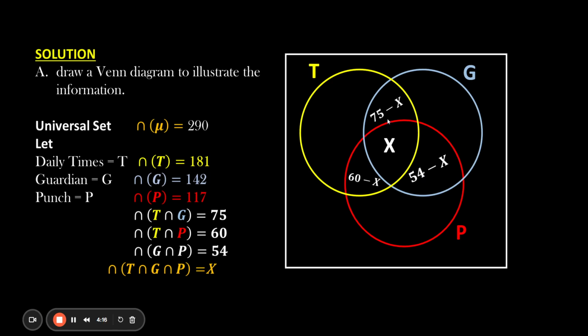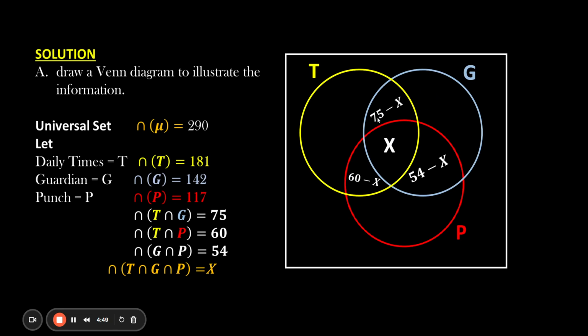Now, we have X here. You're seeing X, you're seeing 75 minus X, right? And you're wondering, where is this coming from? I understand. Since X is within all the circles, I want this particular number to stand on its own. I want to know the exact number of those that read just these two papers, the Daily Times and the Guardian.